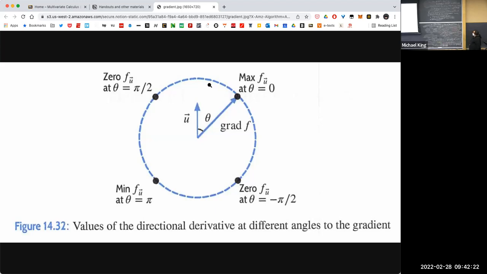Does that make sense? So yes, they're perpendicular. That's a good point, and they're pointing in the increasing direction, the increasing z direction.